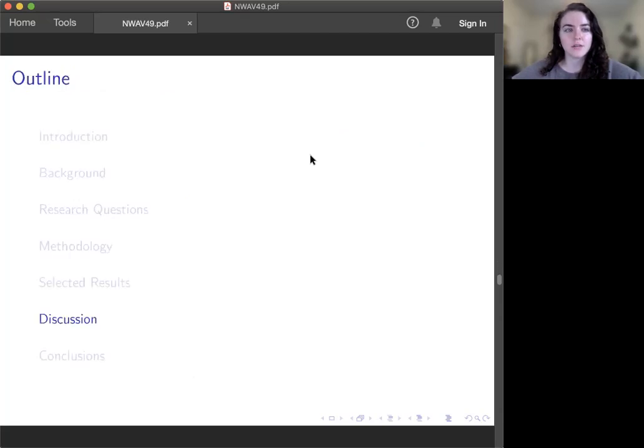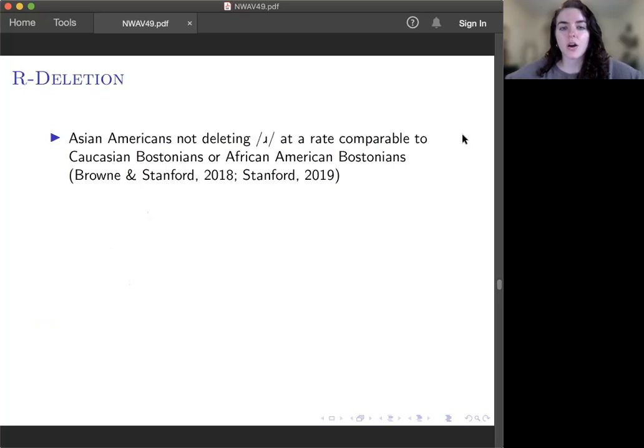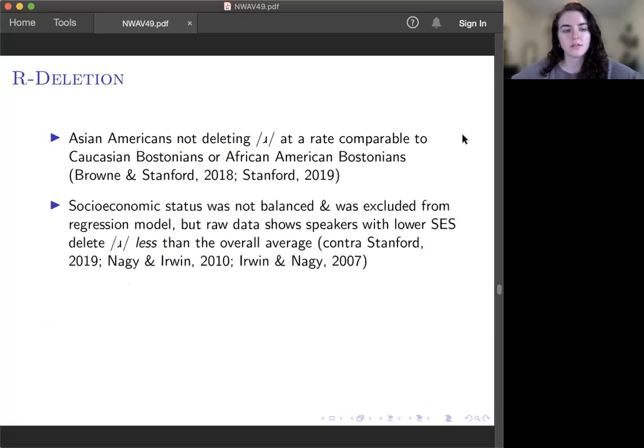So moving to the discussion, as we saw in the results section, Asian Americans are not deleting R at a rate that's comparable to Caucasian Bostonians or African American Bostonians. And socioeconomic status was not balanced in the sample, so we had to exclude that from the regression model. But raw data shows that speakers with lower SES actually delete R less than the overall average, which goes against previous findings in the literature.